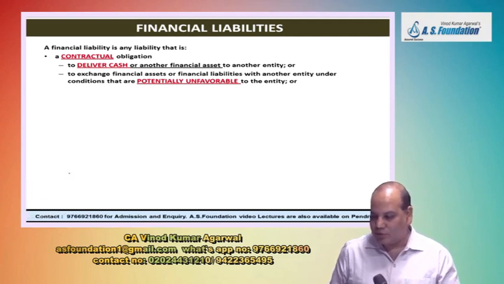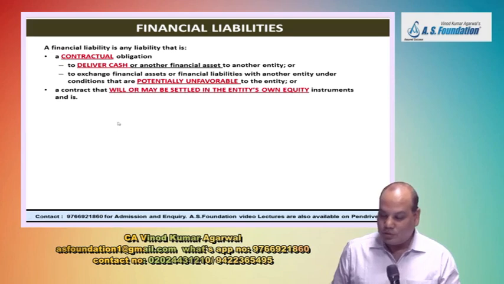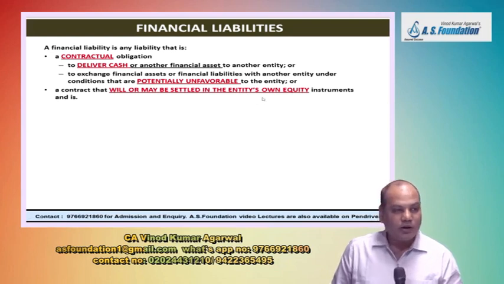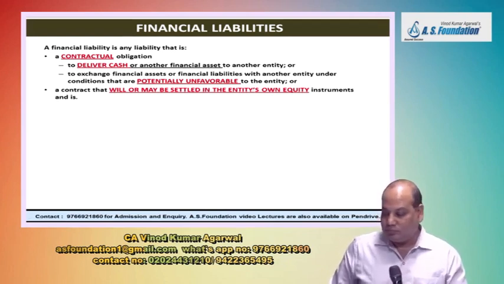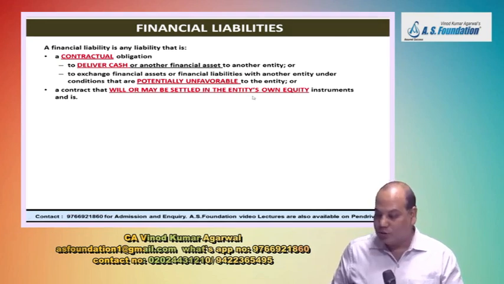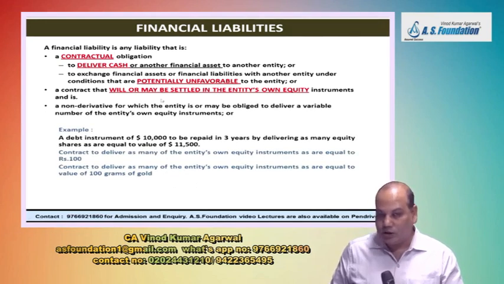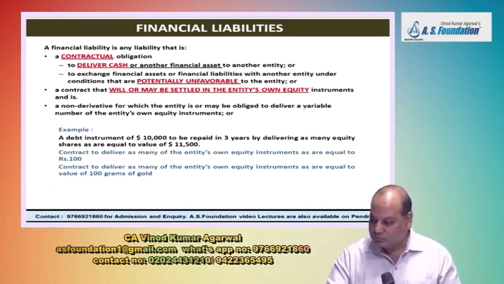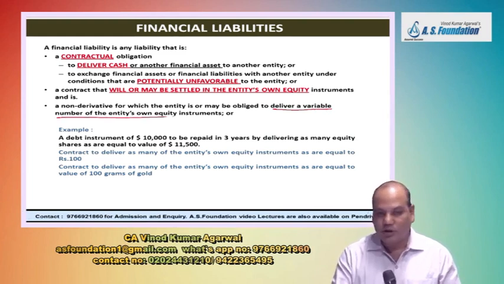Up to this also it was simple. Something more now. A contract that will or may be settled in the entity's own equity instrument, and is a non-derivative. The contract is a non-derivative. Example I will discuss just below that. For which the entity is or may be obliged to deliver a variable number of the entity's own equity instruments. So underline: variable number of the entity's own equity instruments.